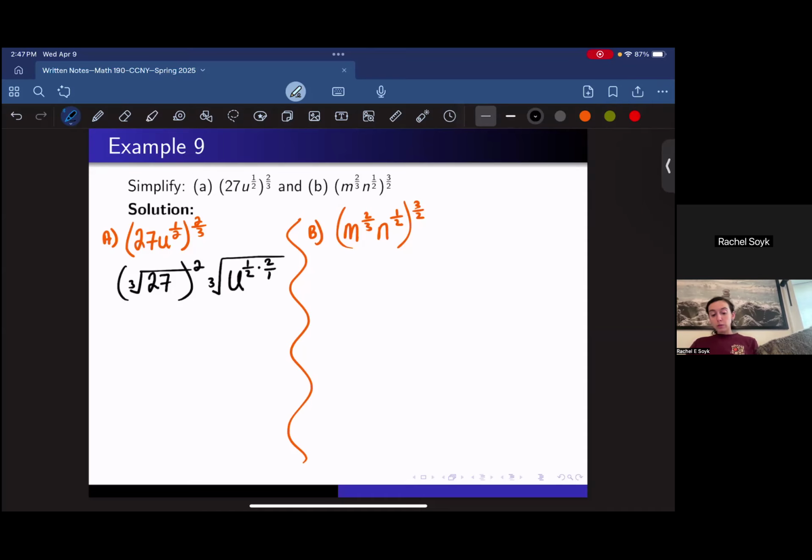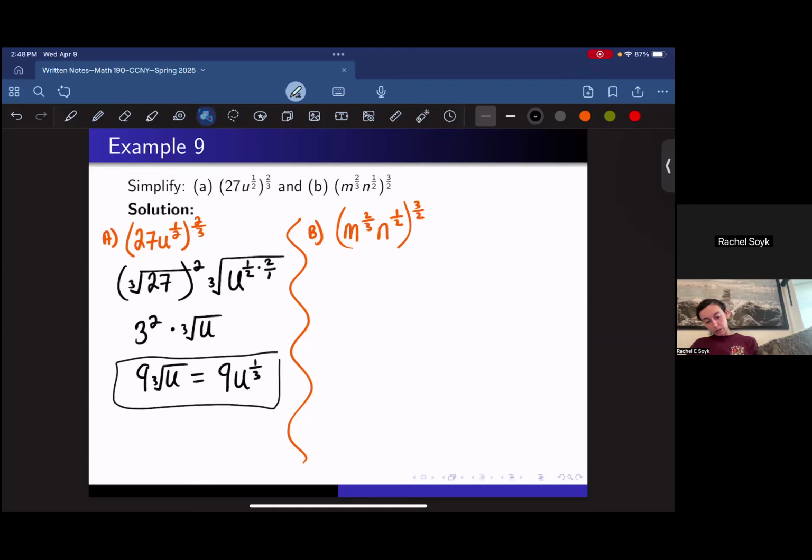So the cube root of 27 is 3, and then 3 squared gives us 9. U to the 1/2 times 2 is the same as just u to the 2 over 2, which is u. And then the cube root of that can't really be simplified more. So we can either keep our final result as 9 cube root of u, or if you want it in rational exponent form, 9u to the 1/3. And we're done.